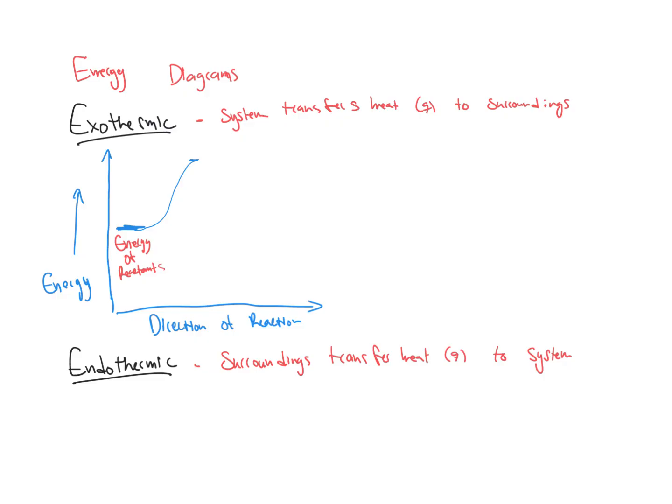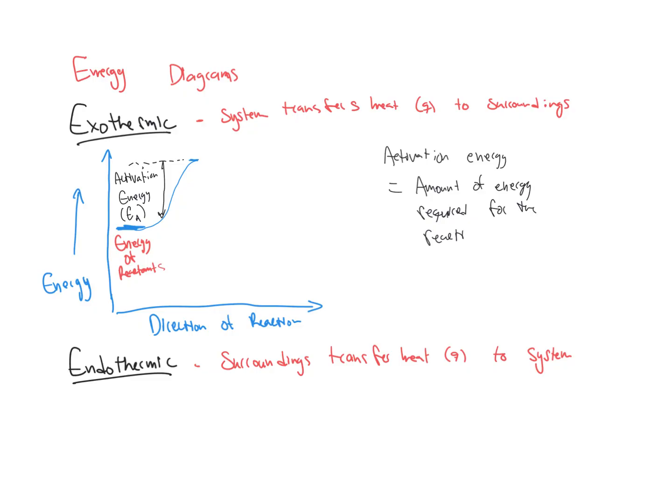This difference here between the maximum energy and where you start is your activation energy, which you'll sometimes see me writing as E with the subscript A. The activation energy is just equal to the amount of energy required for the reaction to proceed.